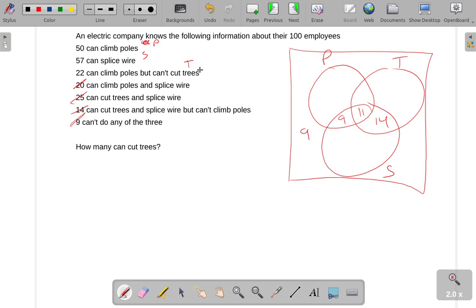22 can climb poles, but can't cut trees. They can climb poles, but they can't cut trees. So actually we're cutting out that bit right there. So we're talking about this region. That should be 22. 9 of them are accounted for already. So that means there must be 13 in here.